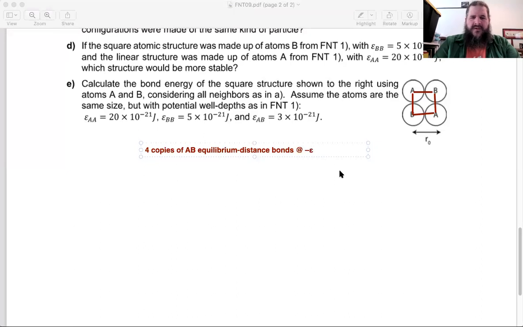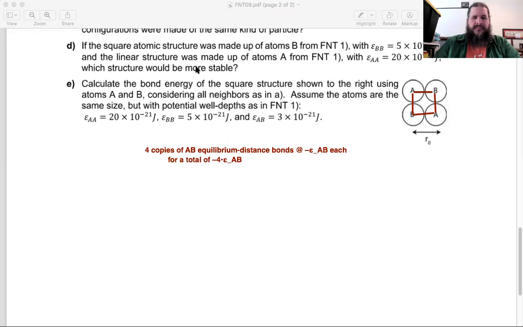Okay, negative epsilon AB each. So each one of those bonds has negative epsilon AB as its energy, and we have a value for that, but we can plug that in at the end for a total of -4 epsilon AB. So that would be the energy of those 4 bonds. And that's most of the bond energy right there. But what other bonds do we still need to account for?